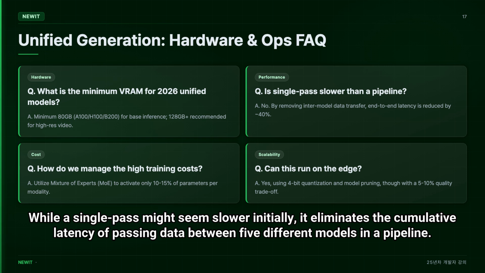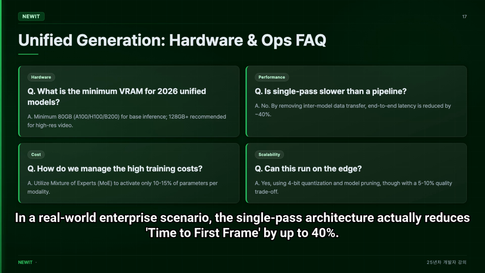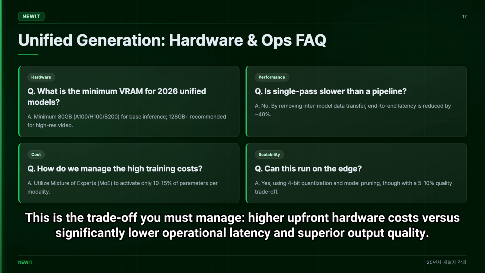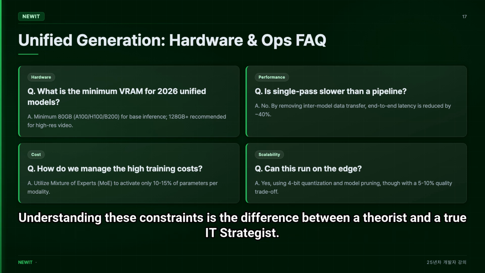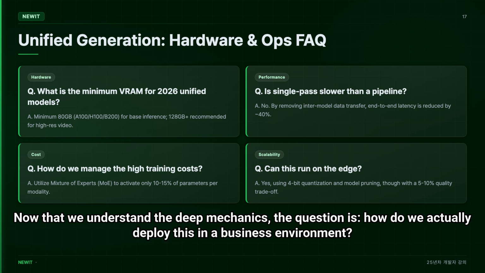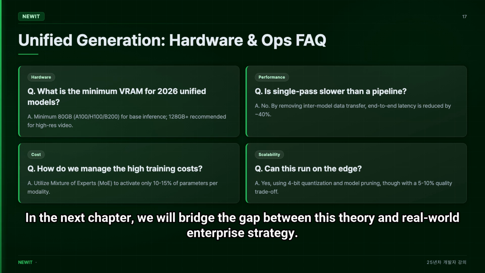Another common question is about latency. While a single pass might seem slower initially, it eliminates the cumulative latency of passing data between 5 different models in a pipeline. In a real-world enterprise scenario, the single-pass architecture actually reduces time to first frame by up to 40%. This is the trade-off you must manage: higher upfront hardware costs versus significantly lower operational latency and superior output quality. Understanding these constraints is the difference between a theorist and a true IT strategist. Now that we understand the deep mechanics, the question is, how do we actually deploy this in a business environment? In the next chapter, we will bridge the gap between this theory and real-world enterprise strategy.